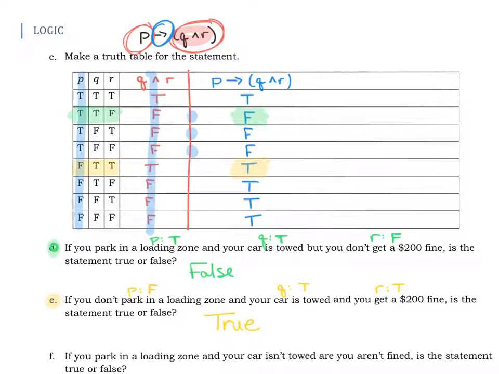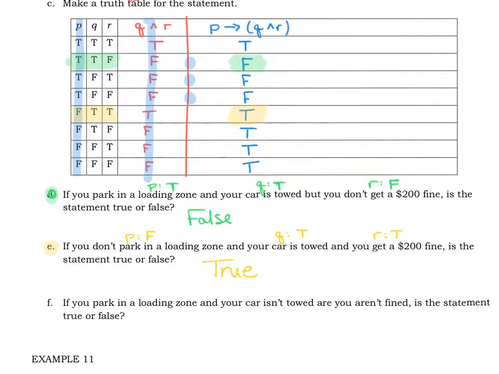All right, last but not least, if you park in a loading zone, P is true. Your car isn't towed, so Q is false. And you don't get a fine, so R is false. Is the statement true or false? Going back up and looking for where we have true, false, false, that's our fourth row there. And if we go across, we find out that the statement itself is false.